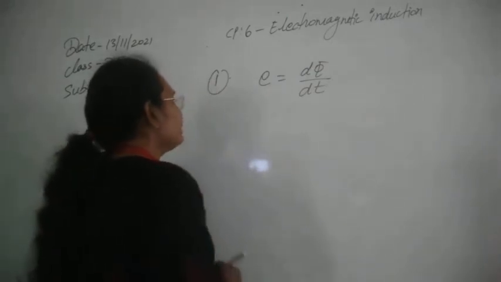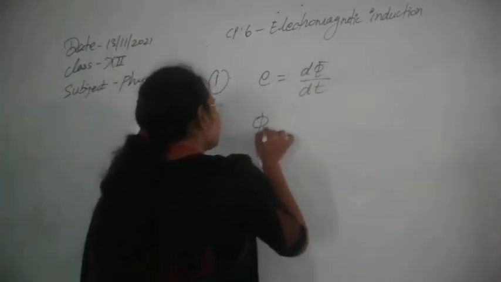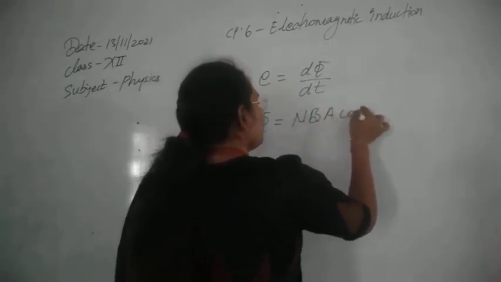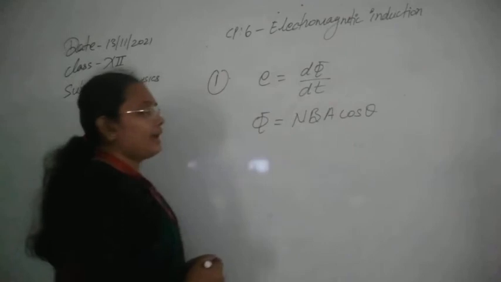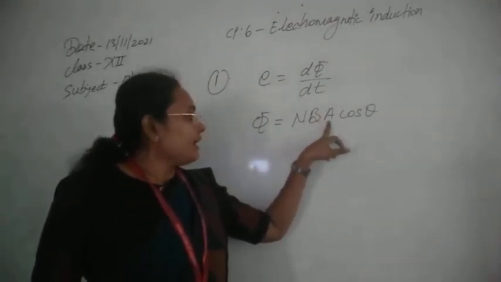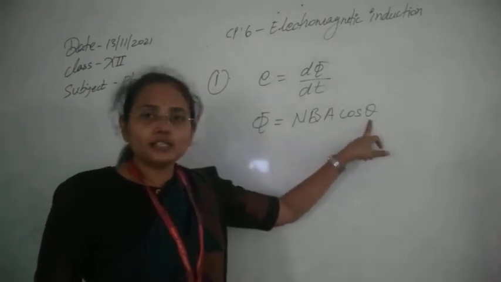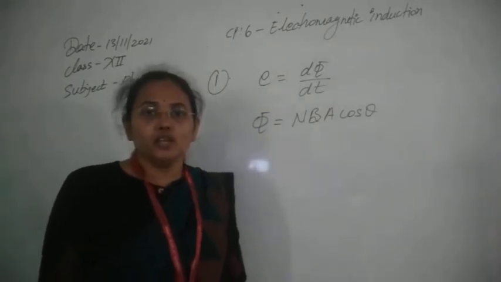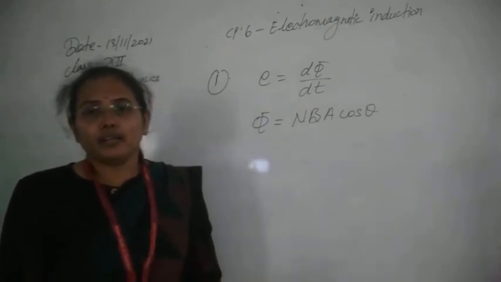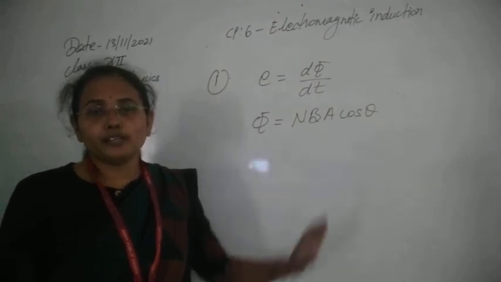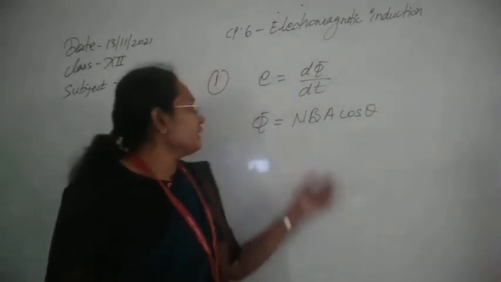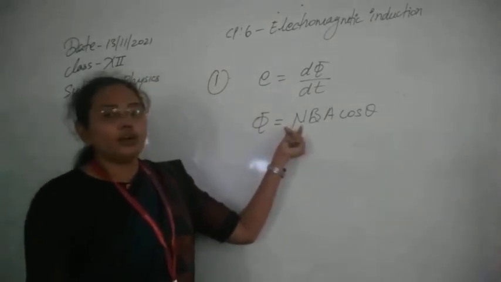Now you can see how this flux can change. The magnetic flux is given by the formula NBA cos theta. Here N is the number of turns in the coil, B is the magnetic field, A is the area of the coil, and theta is the orientation of the coil with respect to the magnetic field. So whenever any of these four quantities changes, or any other quantity that can change these four, due to that we can produce electricity easily.